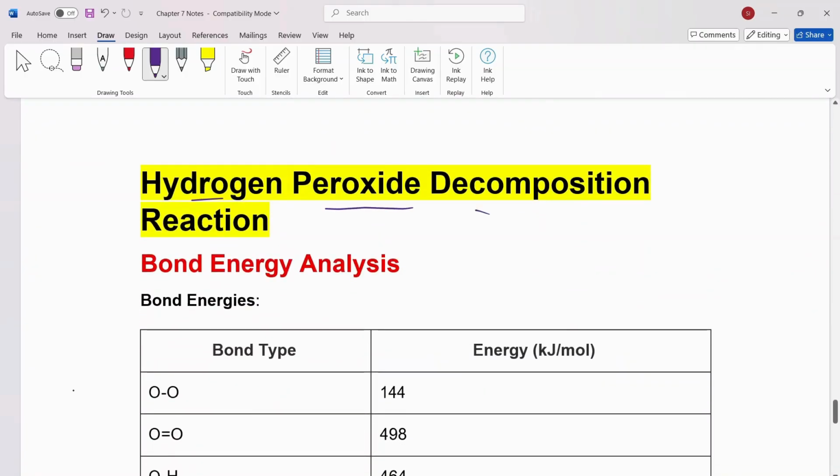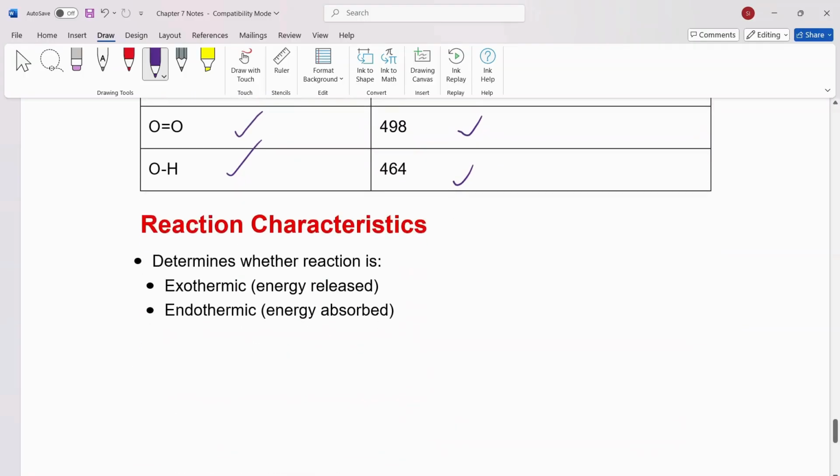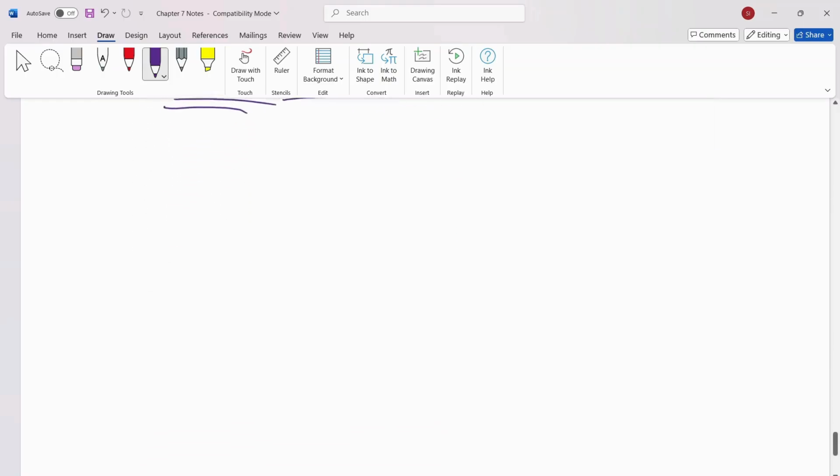Hydrogen peroxide decomposition reaction. So you can see there are different bonds, single bond, double bond, and again a single bond, and different energies which are required to break each bond. Reaction characteristics determine whether the reaction is exothermic or endothermic. Meaning if it is exothermic, energy will be released. If it is endothermic, energy will be absorbed. With this, we have finished this chapter and see you in our next chapter.